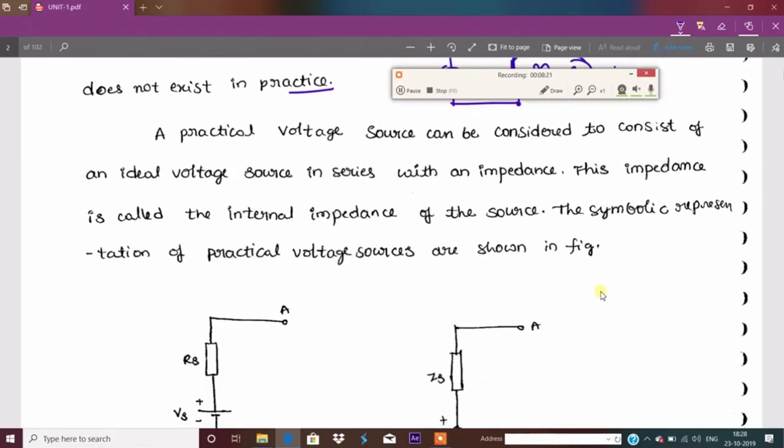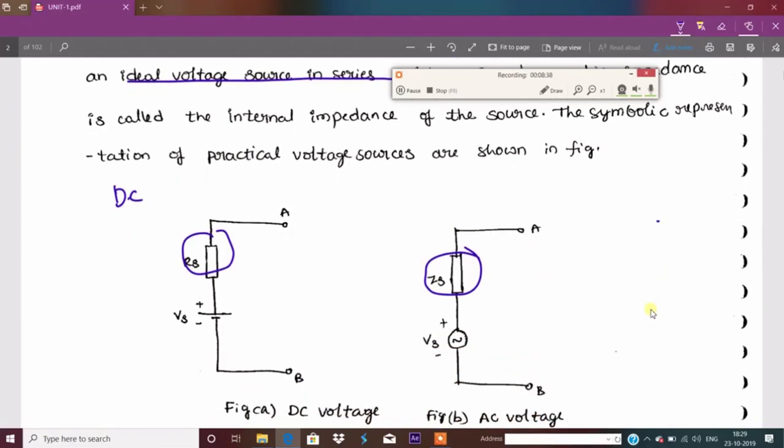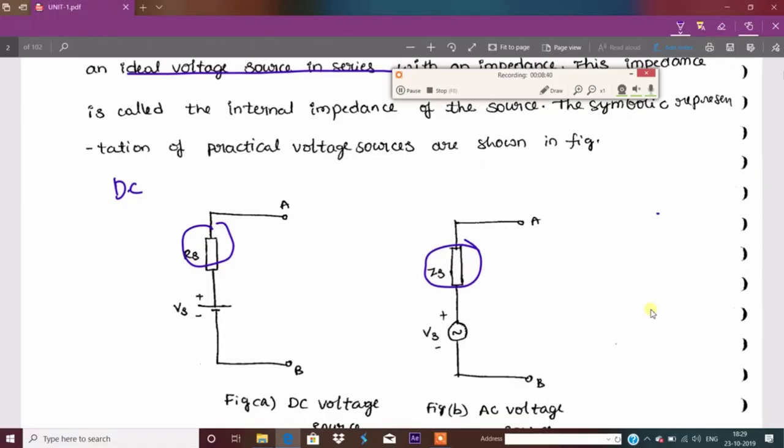Next, a practical voltage source consists of an ideal voltage source in series with impedance. This is very important. If it is a DC circuit, the resistance will be in series. If it is an AC circuit, the impedance will be in series. That is a major difference here. So just a small difference in this case: the ideal voltage source is connected with a small internal resistance. I am not mentioning whether it is small or large internal resistance. I will give the explanation for that.